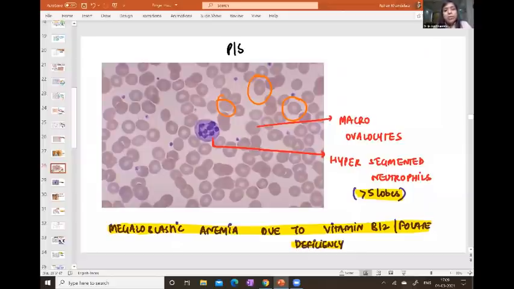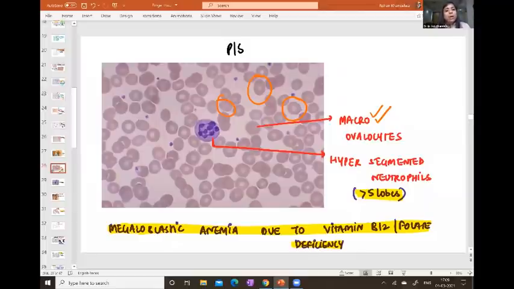And another thing which I notice in these cells is there is an absence of central pallor, or the pallor is very less. So they are actually macro-ovalocytes. They are totally opposite to microcytic hypochromic cells. They are larger cells with not much central pallor. These are called macro-ovalocytes.